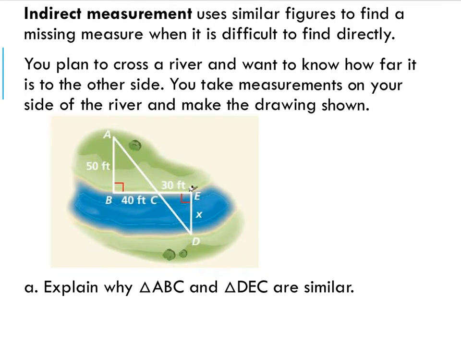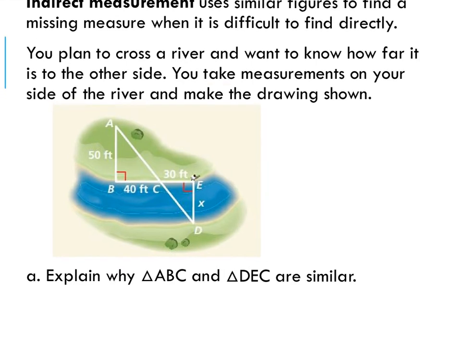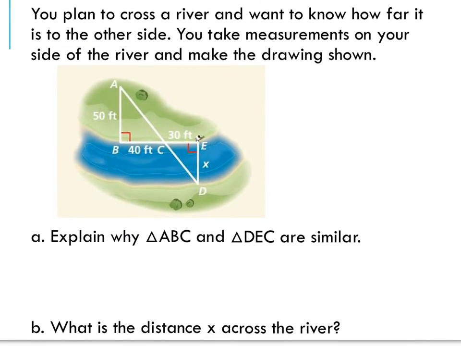Let's look at this example that we have. You plan to cross a river and want to know how far it is on the other side. You take measurements on your side of the river and make the drawing shown. Explain why triangle ABC and triangle DEC are similar. So first we need to look at this triangle, and I should notice that angle E and angle B are congruent to each other. So I should list that. Angle B is congruent to angle E. They are both right angles, so they are congruent to each other.